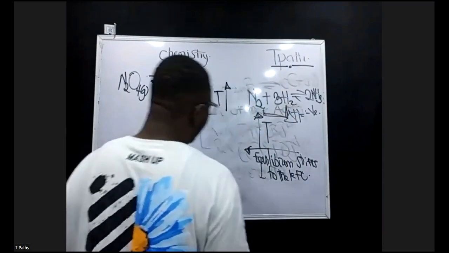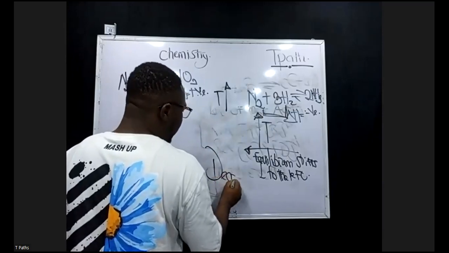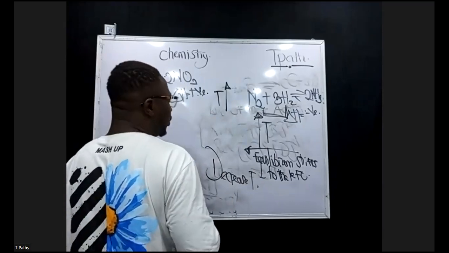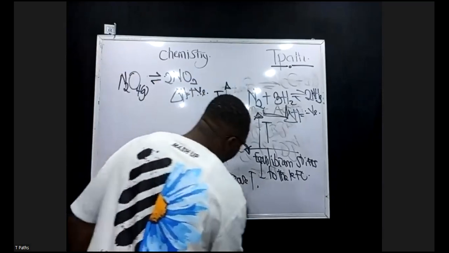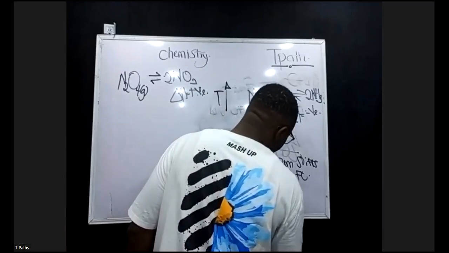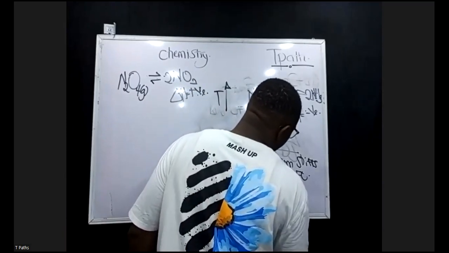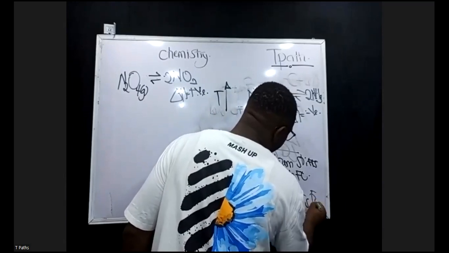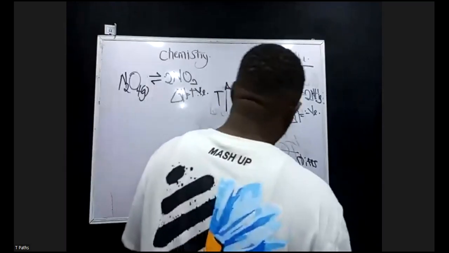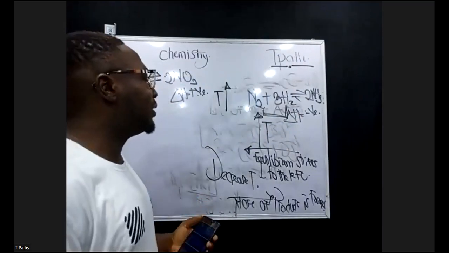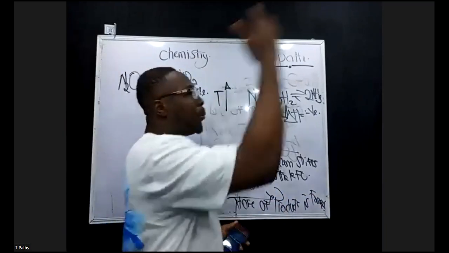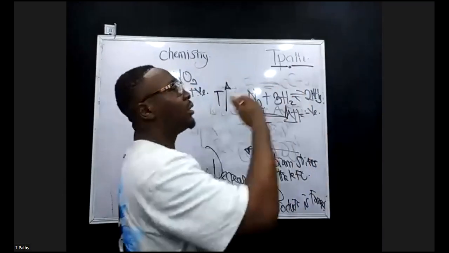But when you decrease temperature for an exothermic reaction, what happens? We have more of the product. More product is formed. So when more product is formed by decreasing temperature, that is an exothermic reaction. Because when you decrease temperature, you get more product. If you increase temperature, you get more reactant.